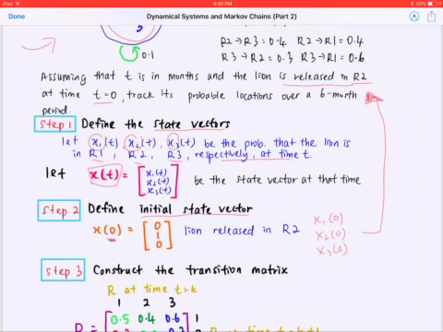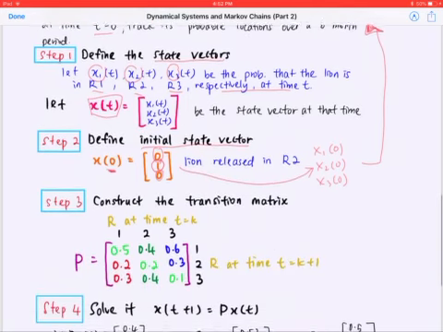Because the lion is released in region 2, you only have one possible outcome. The lion is at reserve 2. That's why you have a 1 here, corresponding to the probability of the lion at reserve 2. The rest are 0 because there's no way for you to split the lion in half to be at 2 locations at the same time.